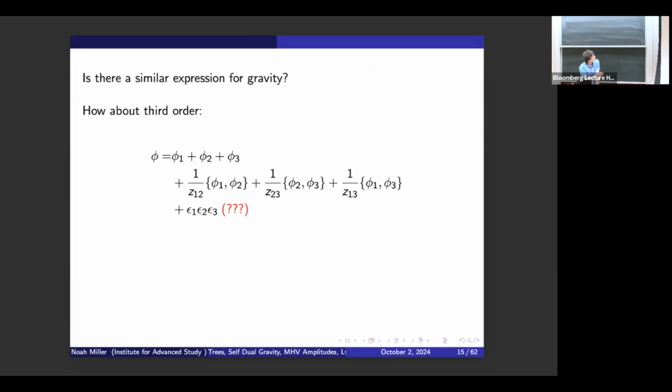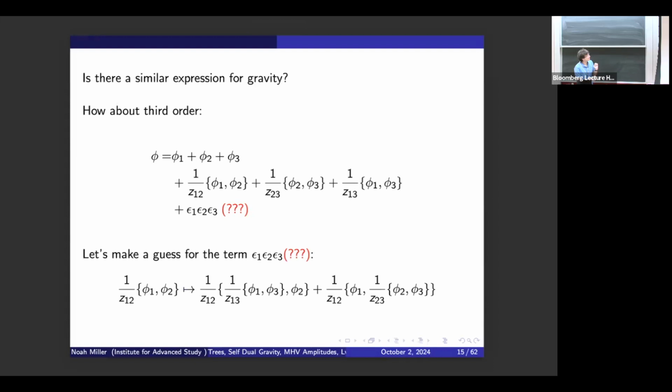So to the third order in seed functions here. We have 3 seed functions, then we have the second order terms, but what's the third order term? This is maybe an inspired guess, but let's make a guess for this third order term. Let's take the second order term, which is this 1 over Z12 and then this Poisson bracket, and let's insert into phi1 this same combination of phi1 with phi3, and then we'll add into it a combination of phi2 with phi3.